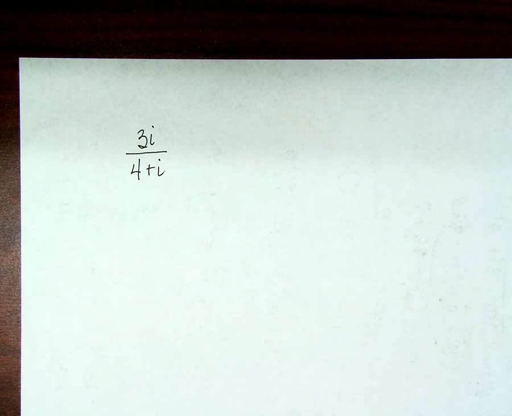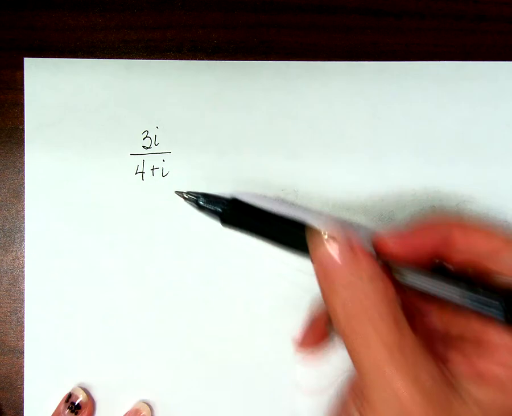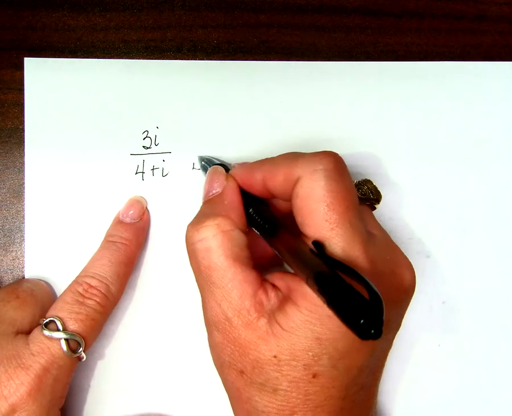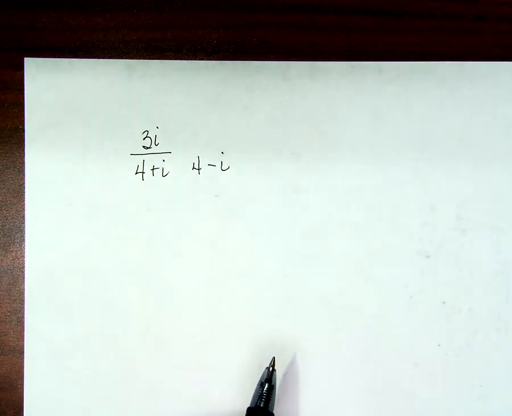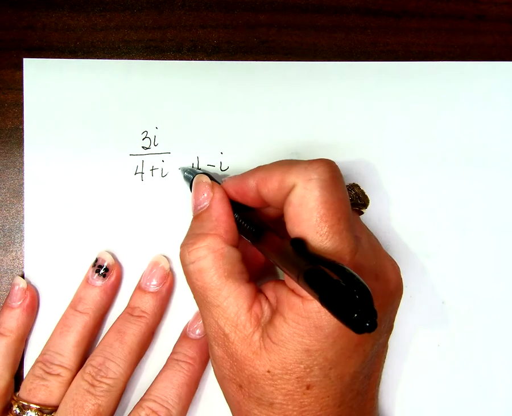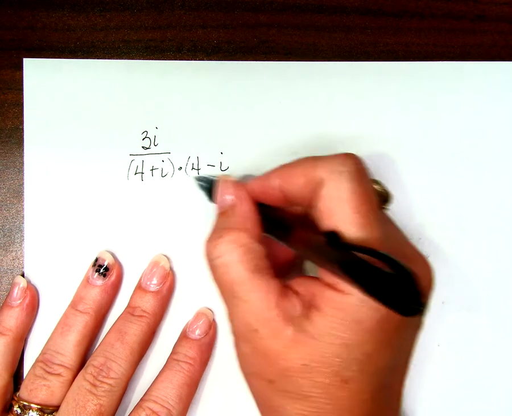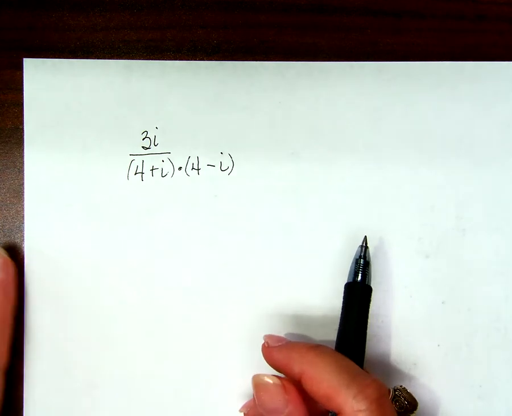So the real part stays. The complex part is opposite. Exactly right. So the real part stays and the complex part is opposite. So it's 4 minus i. Does that make sense? Well, I need to multiply that by this denominator right here to be able to get rid of the complex part in my denominator.